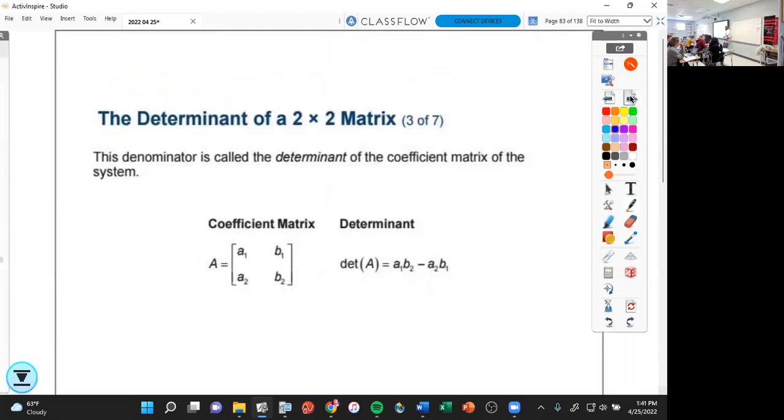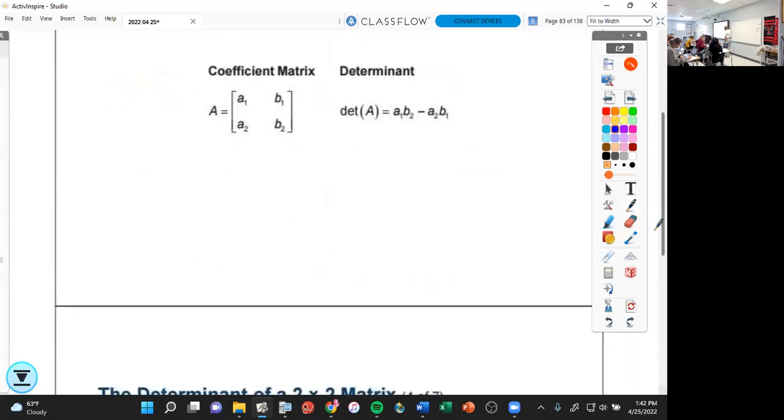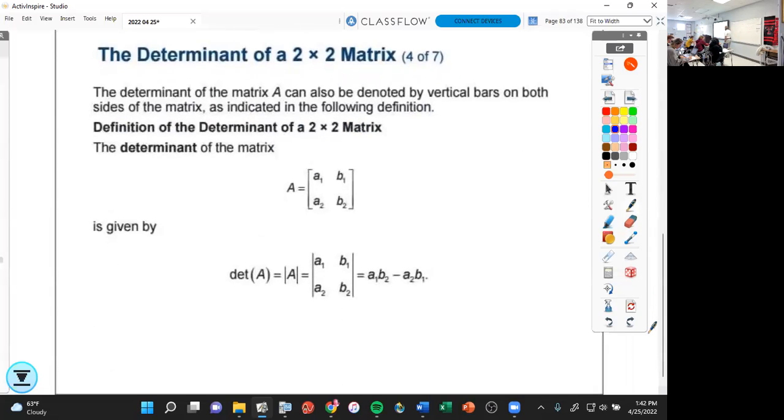Okay, so here is a coefficient matrix. And the determinant of that matrix, so det of matrix A, is equal to the down diagonal, a1 times b2, minus the up diagonal, a2 times b1. Basically, this slide says the exact same thing. I can write determinant of A in several different ways.